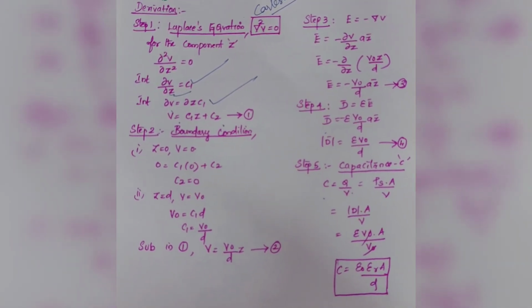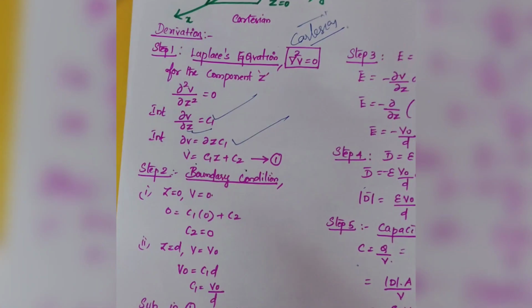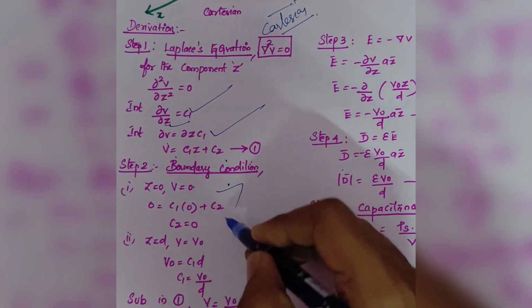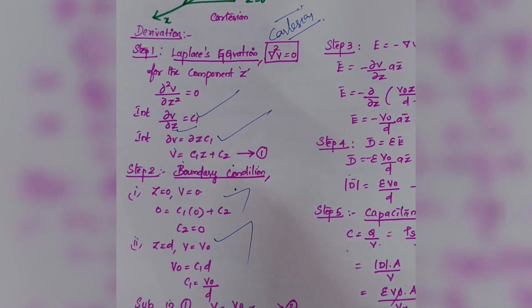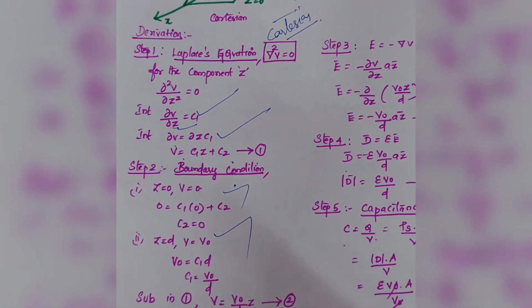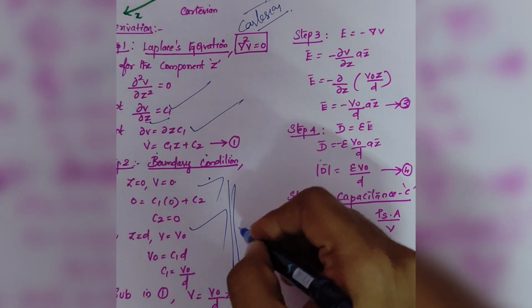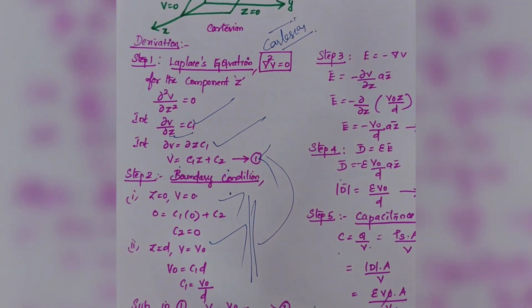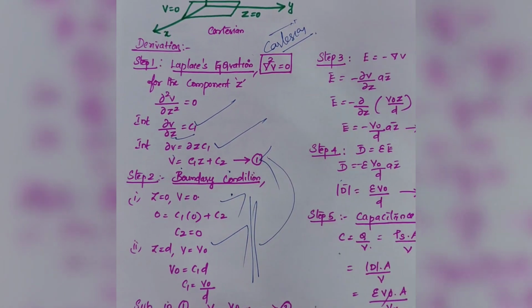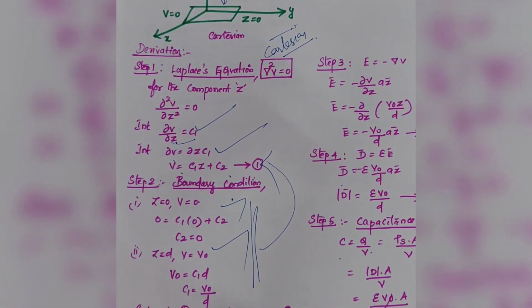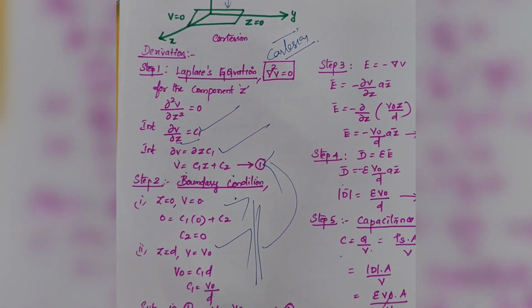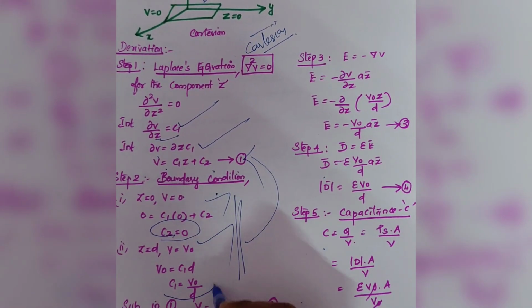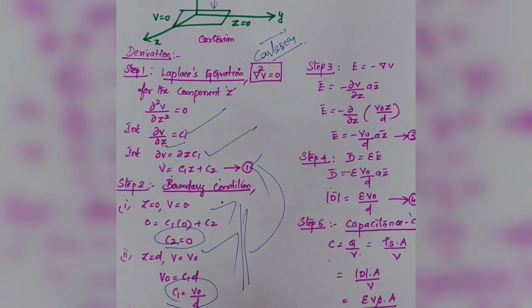Come to step number 2. Boundary condition. Apply the boundary conditions: z equal to 0, V equal to 0, and z equal to d, V equal to V naught. Substitute in equation number 1. Put z equal to 0 and V equal to 0, you will get constant c2 equal to 0. Put z equal to d and V equal to V naught, you will get c1 equal to V naught by d. So one is c2 equal to 0, the other is c1 equal to V naught by d.